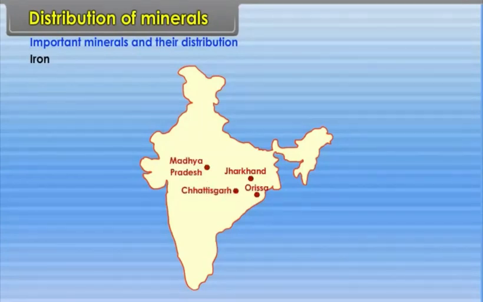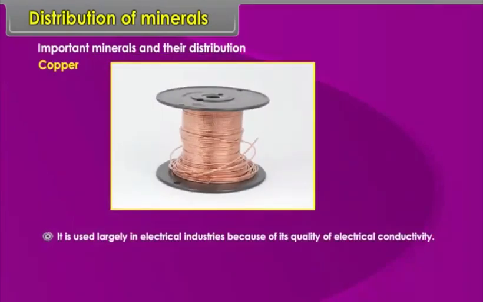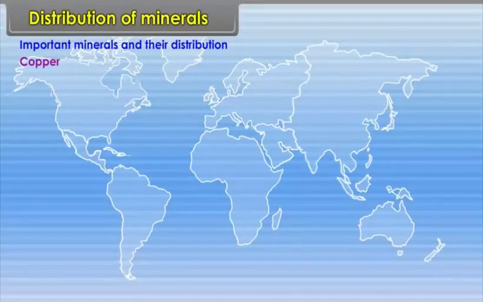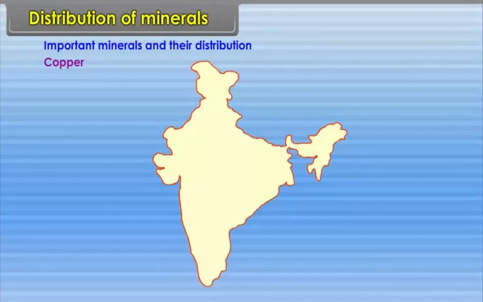and Madhya Pradesh. Copper. It is used largely in electrical industries because of its quality of electrical conductivity. Location: World: Chile, USA, Canada, Poland, Russia, Georgia, Armenia, Congo, and Zambia. In India, Jharkhand and Rajasthan.